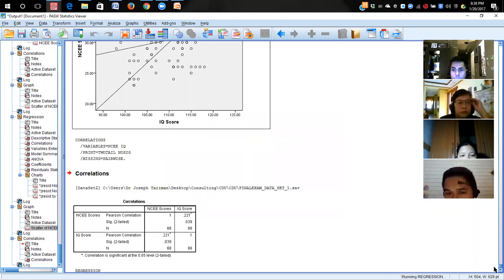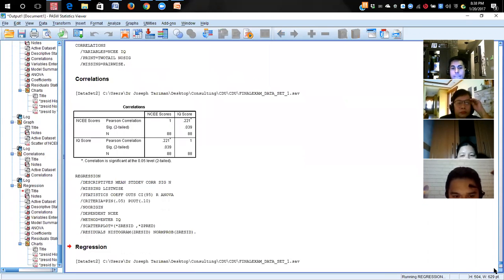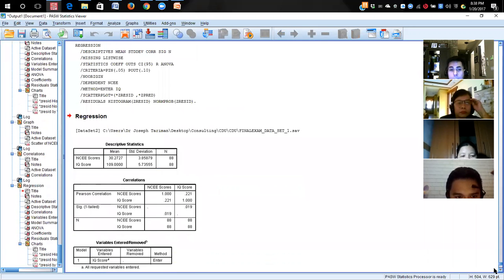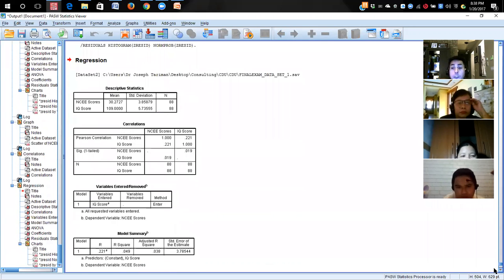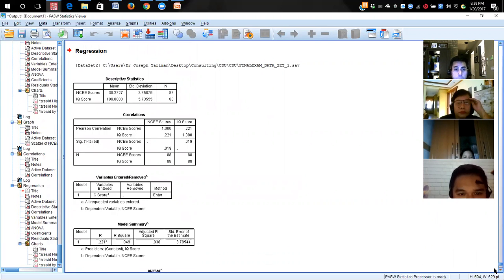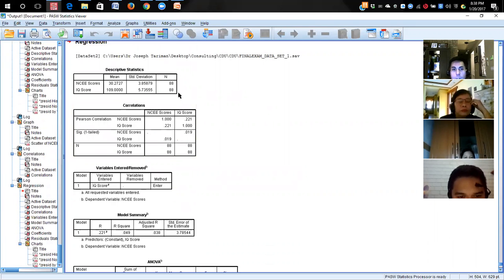And this is what we're getting. So now this is the meat of the lecture, the regression, okay? This is our simple regression. First we check our descriptive statistics, and we look at the mean score of our NCE, which is 30 with a standard deviation of 3.8. Our IQ score, and remember I simulated this, so this is fictitious, okay? But I modeled this to really demonstrate regression and the maximum likelihood estimation.